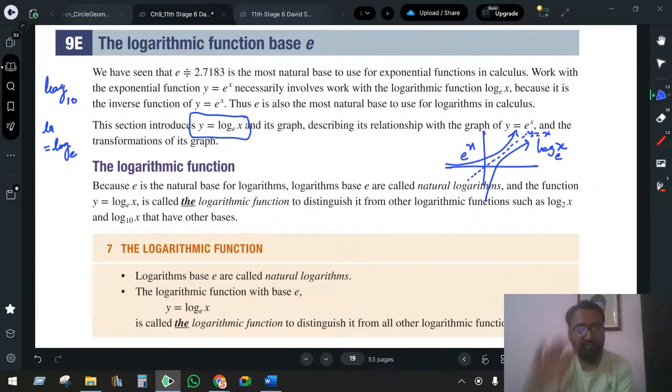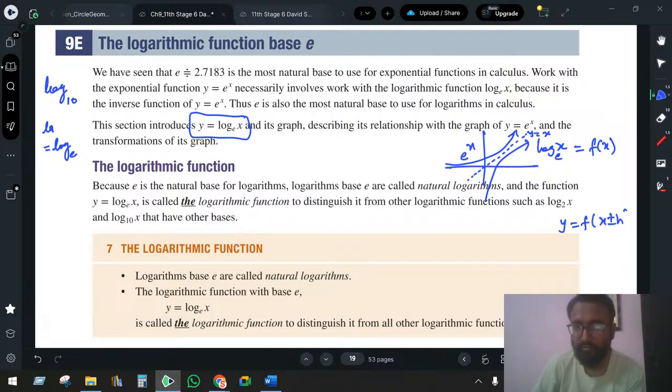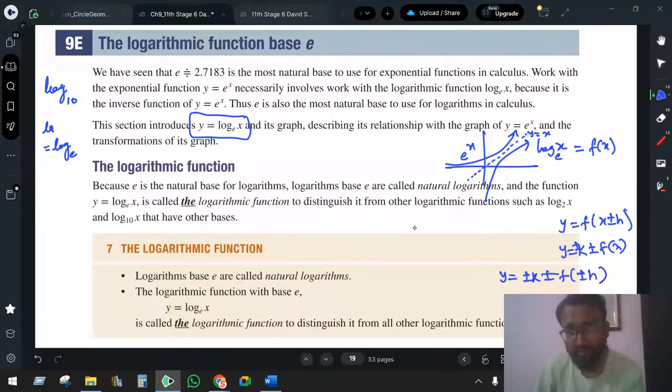And transformations of the graph. If you know the graph of e power x, you can know the graph of log x base e. If you know the graph of y equals f of x, then you can know the graph of y equals f of x plus or minus h, and also the graph of y equals plus or minus k times f of x, or even plus or minus k plus or minus f of plus or minus h. So you can learn all these graphs.